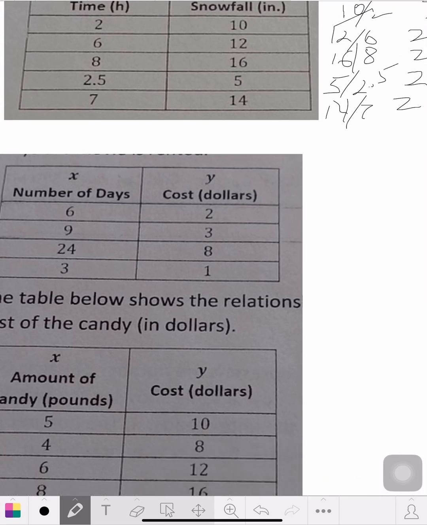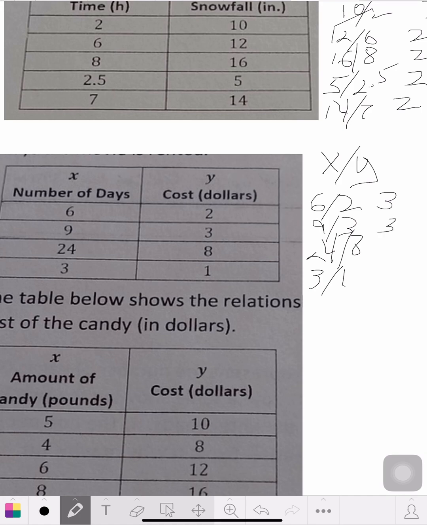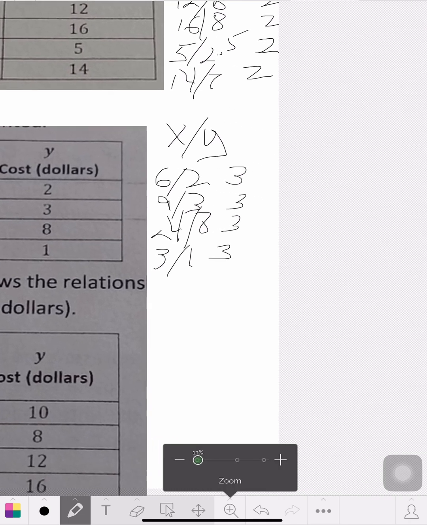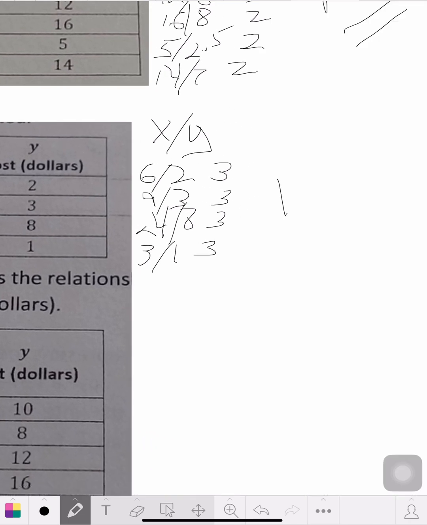Okay, let's do the next one. Now, the bigger number happens to be on the X side, so I'd put X over Y. Like I said, it doesn't really matter. So we get 6 divided by 2, 9 divided by 3, 24 divided by 8, and 3 divided by 1. First one is 3. Next one is 3. 24 divided by 8 is 3. 3 divided by 1 is 3. This is proportional. Everything matches, so it is.